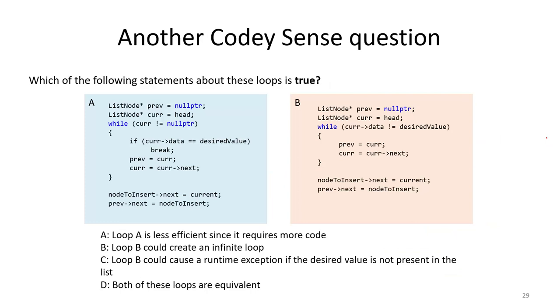Let's try another CodeSense question before we move on. In this question, we have two loops. And you can see that both of them are using previous and cur pointers to search through a list. See if you can identify the true statement. Take a moment and review the code and these statements. Pause the video if you need, and then we'll discuss.